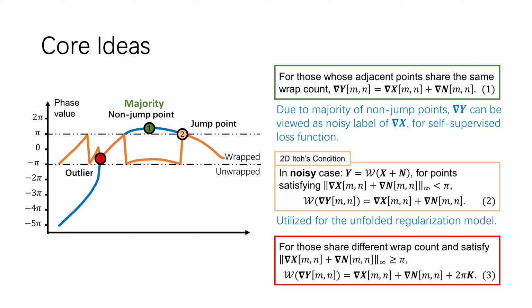The second type is jump points where the wrap counts differ but the absolute original gradients are less than pi. Wrapping the gradients of their wrapped phases reveals the original phase gradients, which is used for the regularization model. The others introduce extra 2k pi in gradient, referred to as outliers.